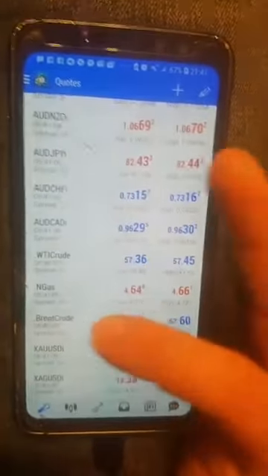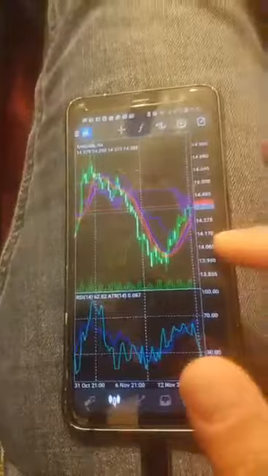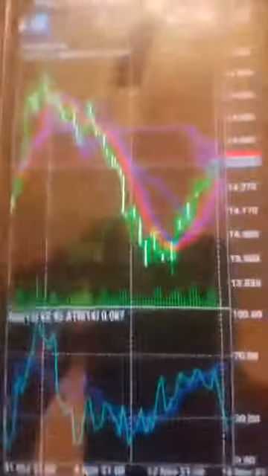So, like this is crude oil right here, and you got gas right here, and then a different crude, and then I think this one is gold right here, and I don't know what this one is, but let's go to gold. Oh, not in chart. I'm gonna go to open chart. And gold's been doing pretty well.